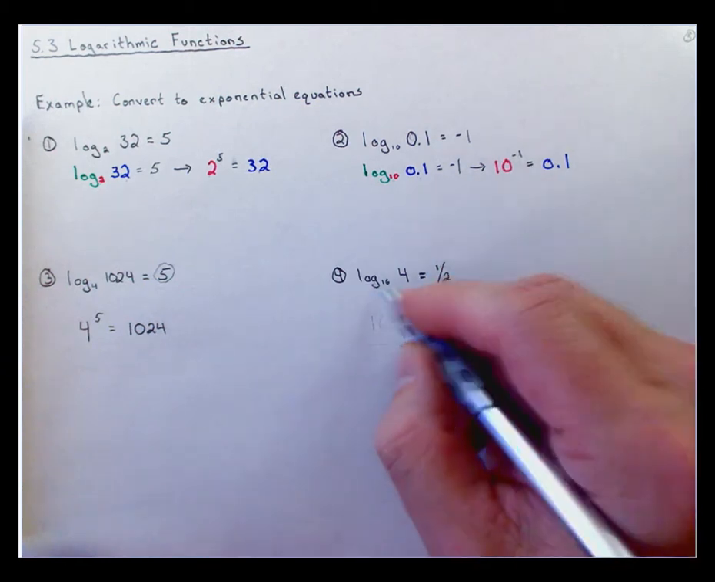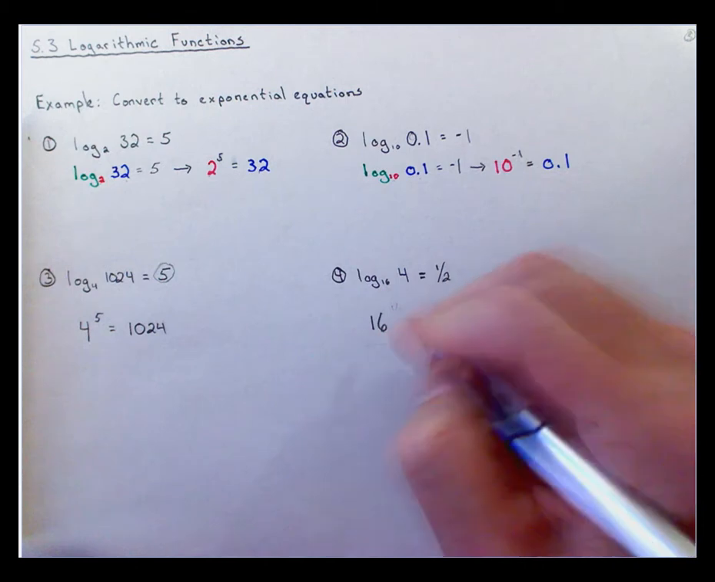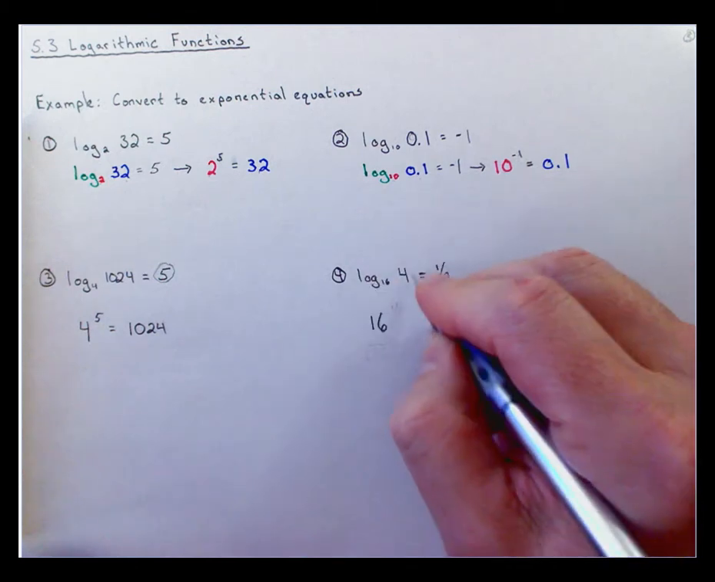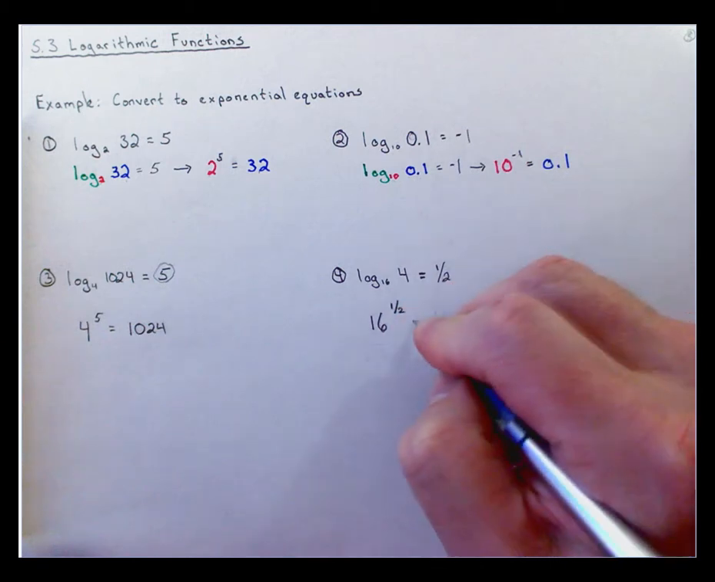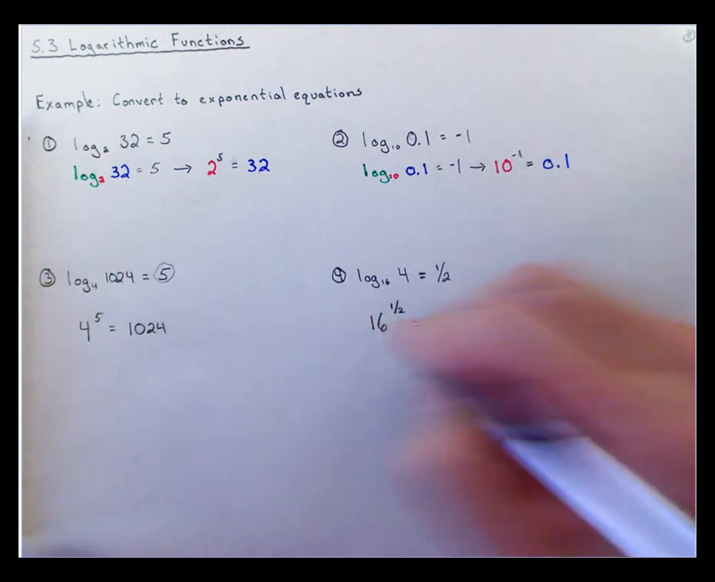Okay, for this one, my base is 16, so I write down 16. I know that what my logarithmic equation equals is my exponent, 1/2, and this makes sense. The square root of 16 equals 4.